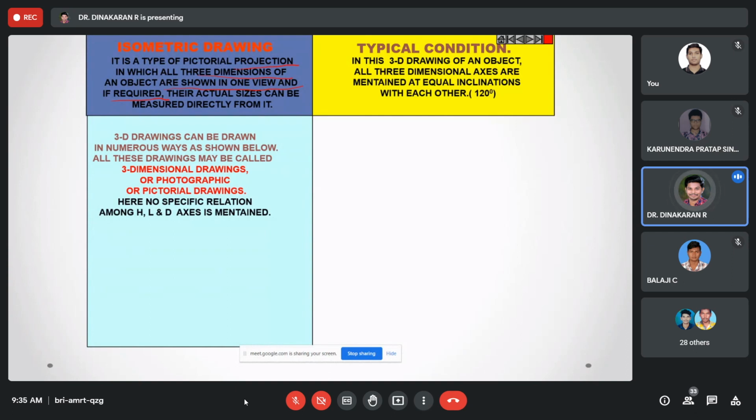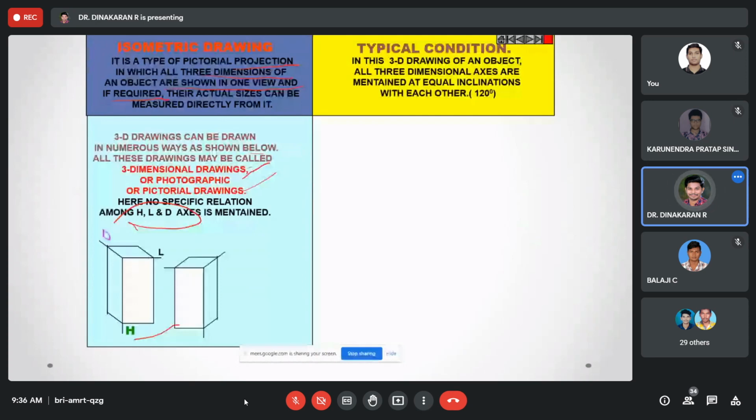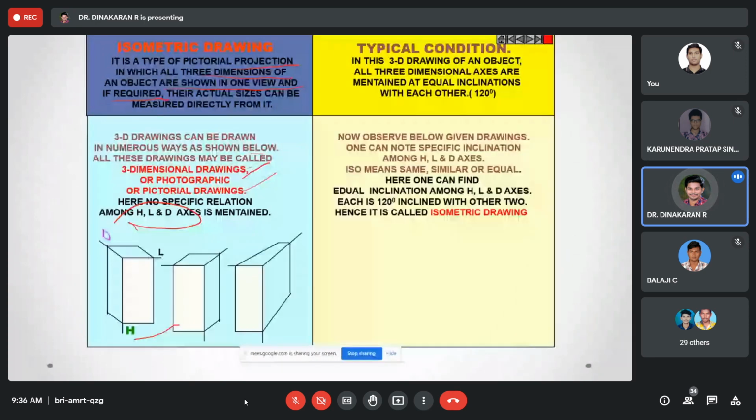So 3D drawing can be done in numerous ways. There are three different types of views we can do. Normally a three-dimensional drawing is a photographic or pictorial representation with H, L, D: height, length, and depth. I will tell in the next slide. You see these are the parameters, and these are the two shapes we can draw directly. But in some cases, for projection, we need to reduce, and the angle between H, L, D will be 120 degrees. Equally, all the angles will be 120 degrees.